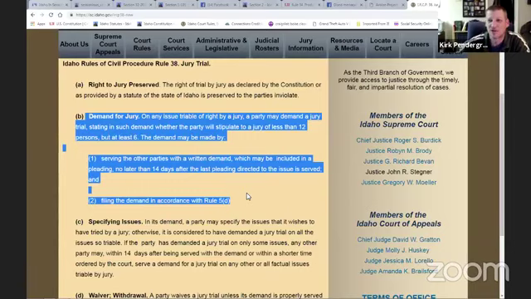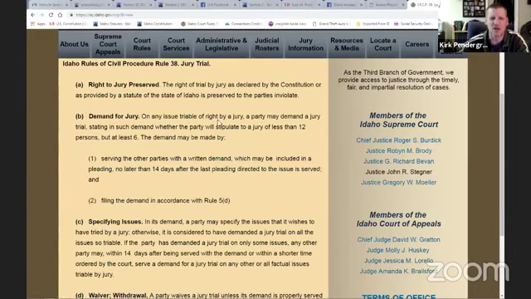That'd be Miranda versus Arizona. There shall be no rule making that would abrogate the rights retained by the people. This abrogates that right by saying, on any issue triable of right by a jury, a party may demand a jury trial. It's not a demand of a jury trial, right? It's a trial by jury. Make sure you don't get that confused. That's their word salad, trying to trick you out of having to have 12, right?